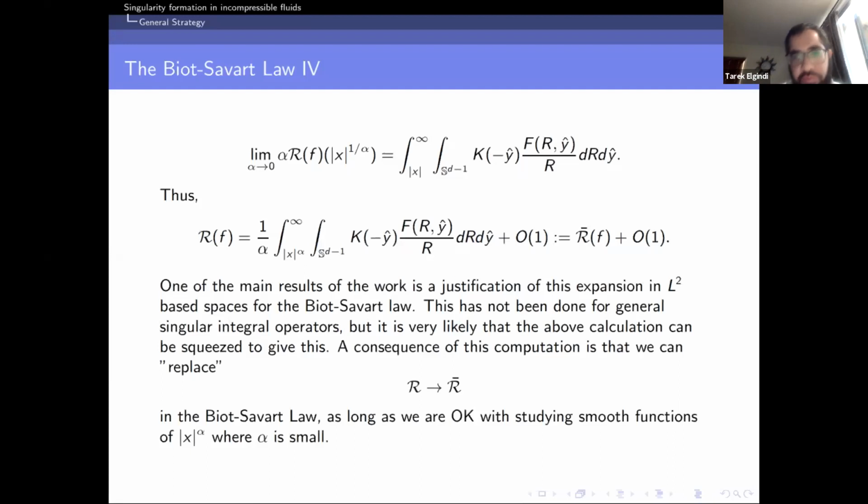So a consequence of this computation is that you can imagine, okay, so maybe I take 5 more minutes, sorry. I'm going kind of slow.